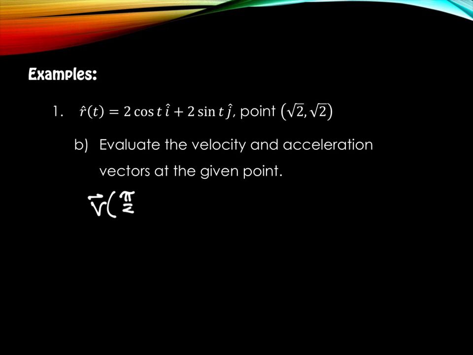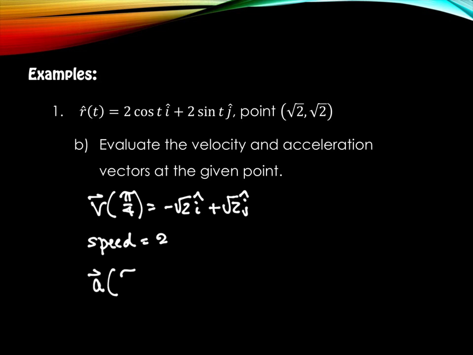Velocity at pi over 4 was negative square root 2 i, positive square root 2 j. The speed we found is 2. And then the acceleration vector at pi over 4 was both negative square root 2 i, and then negative square root 2 j. All right, so I crammed it in unnecessarily, so sorry about that.